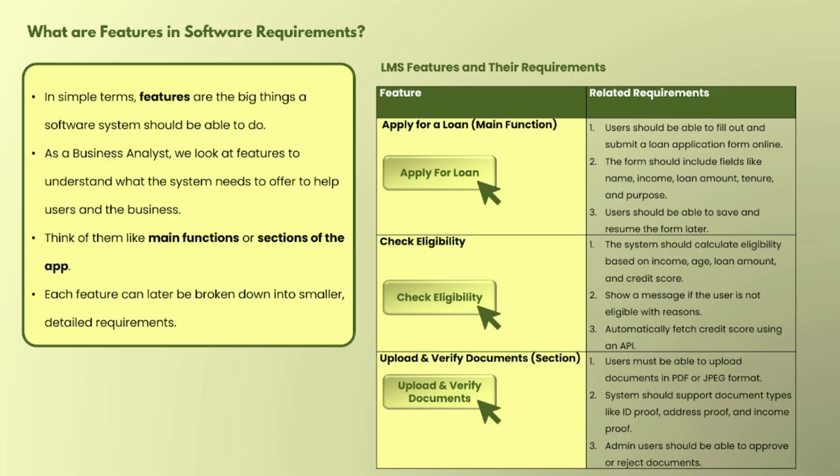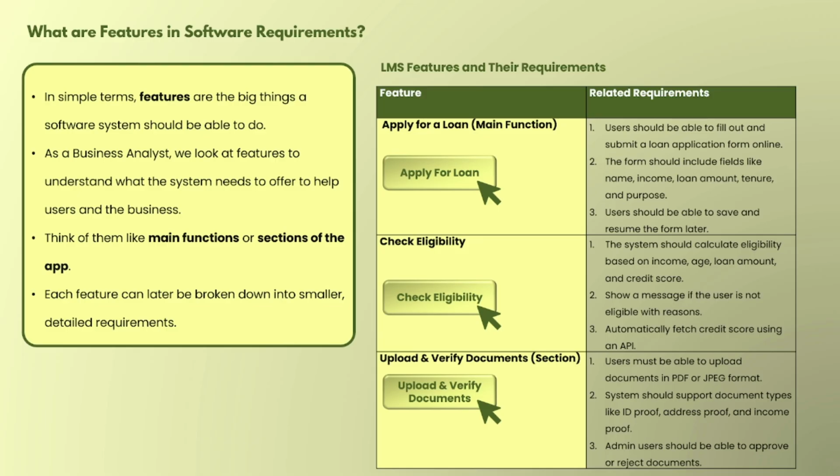Then another feature is check eligibility. The related requirements are that the system should calculate eligibility based on income, age, loan amount, and also credit score. In this way, the eligibility of the candidate who is applying for the loan can be checked. Then show a message with the reason if the user is not eligible. Let us consider that the credit score of an applicant is very low, which means the applicant is not eligible for the loan.